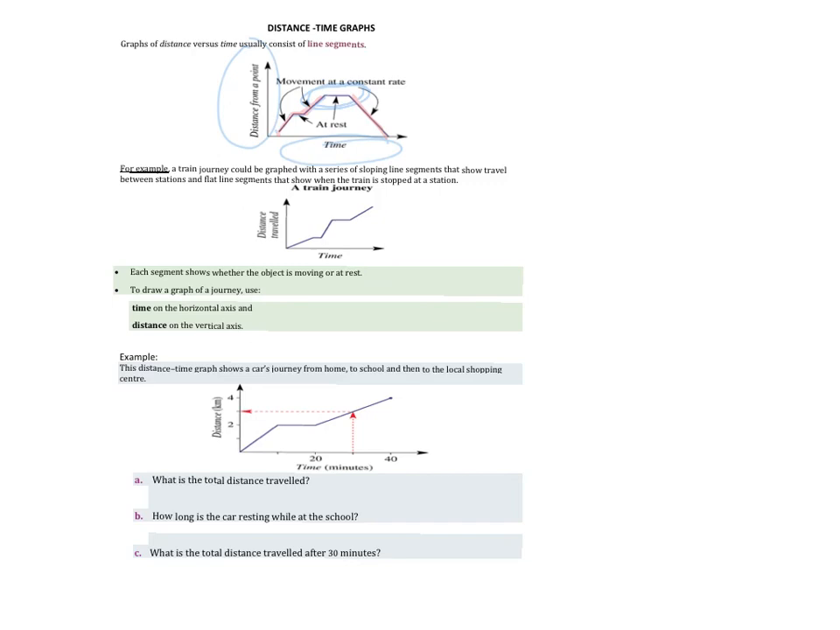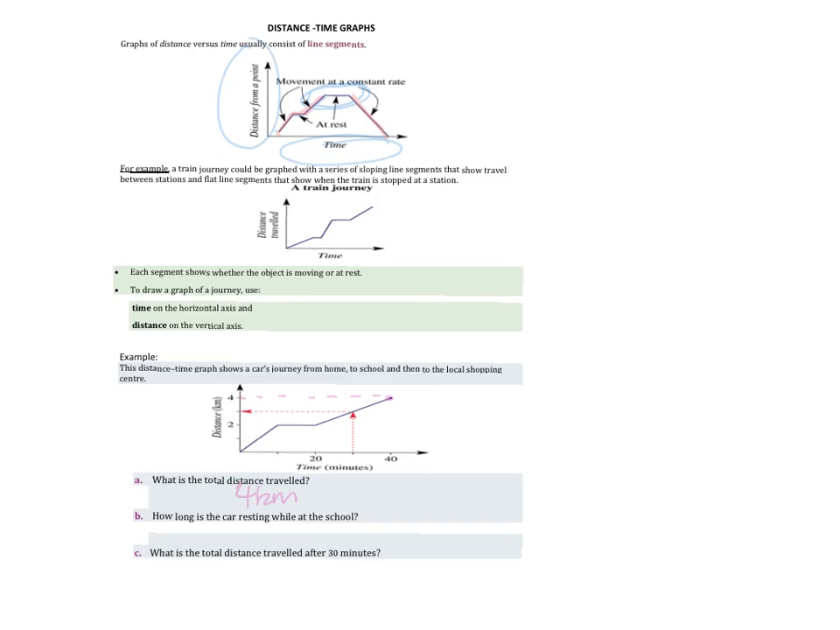So let's focus in then on our graph here. The distance time graph shows a car's journey from home to school and then to the local shopping centre. What is the total distance travelled? Well, hopefully you can see here that this is the end point of the journey, and the total distance travelled was 4 kilometres in that time.